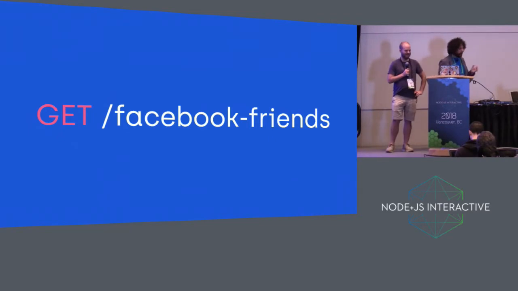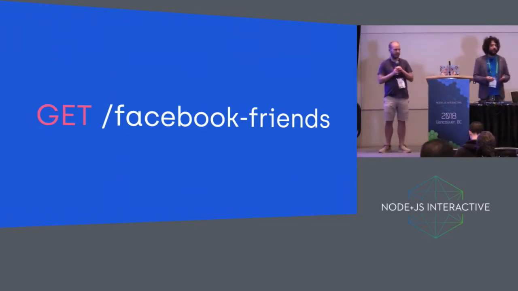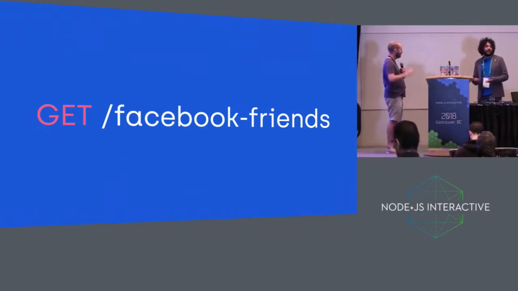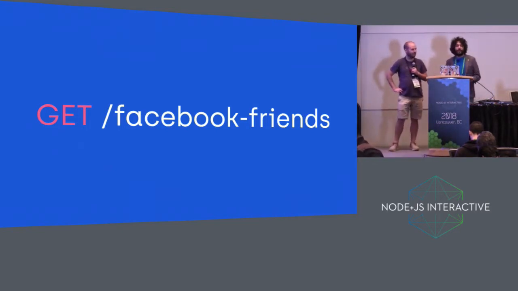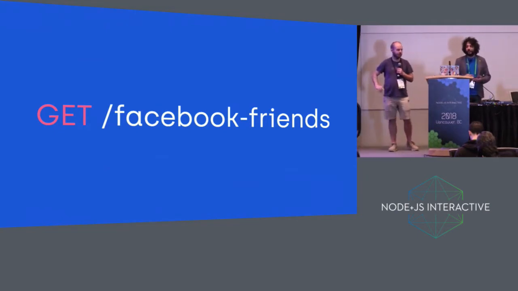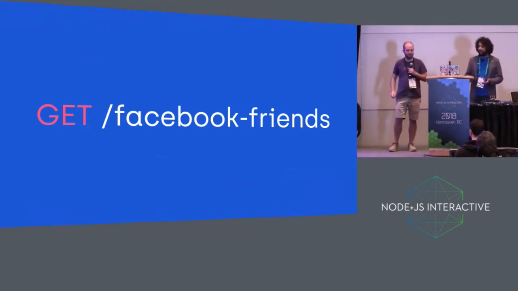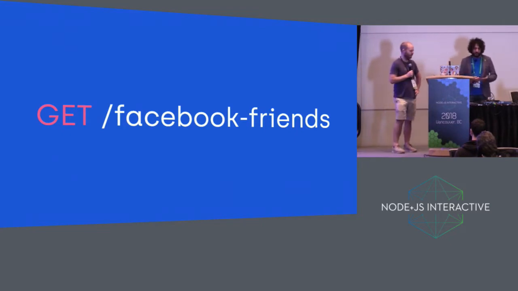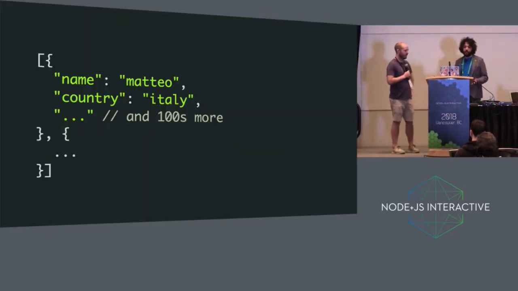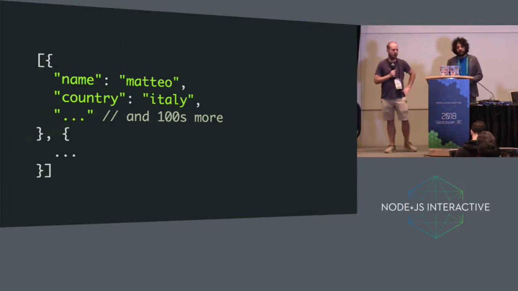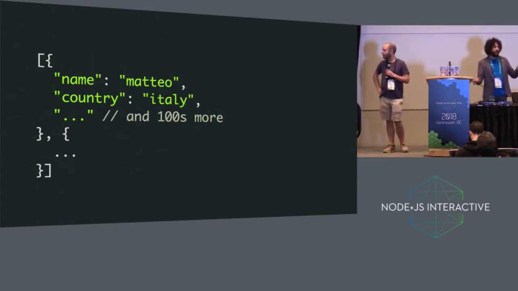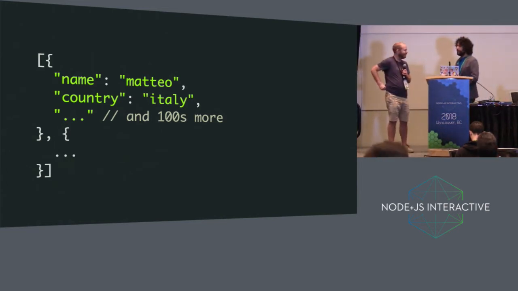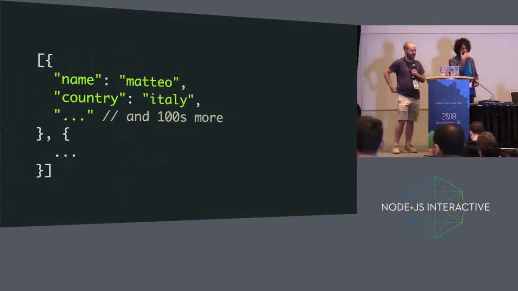So let's start talking a little bit about web applications and the REST pattern. So that's the REST architecture. So let's say that you want to get your friends on Facebook, very common thing, right? So you know what you will get. It's more or less something like this. You have a big array in your JSON data, and for each of your friends, you have a huge amount of properties. A lot of properties, and this thing can be actually big.